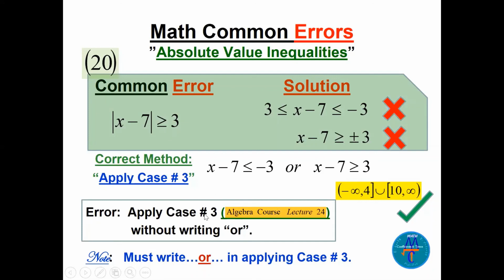Remember, applying case 3 without writing or, that's the mistake here. You have to split it already from the formula, case number 3. So you must write or when you apply case number 3.